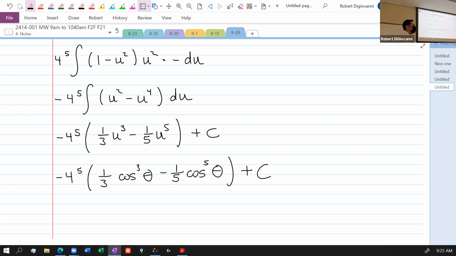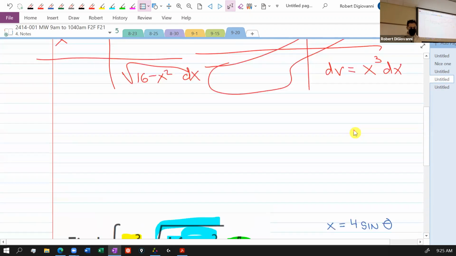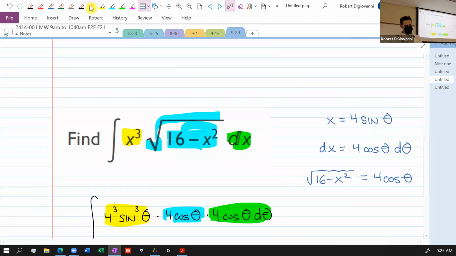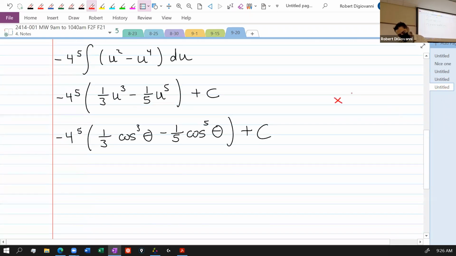Okay, so we got from u back to theta. Now we get theta back to x, right? Theta back to x. Here's how we do it. You go back to the original substitution you made, which was this right here. x is 4 sine theta. We're going to go back to that, and I'm going to write that down over here on the side. x is equal to 4 sine theta.